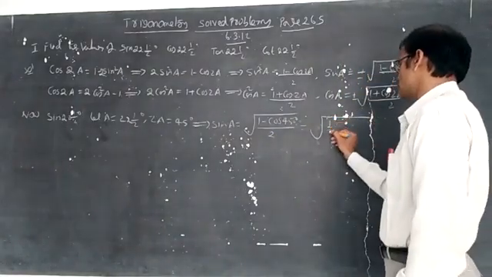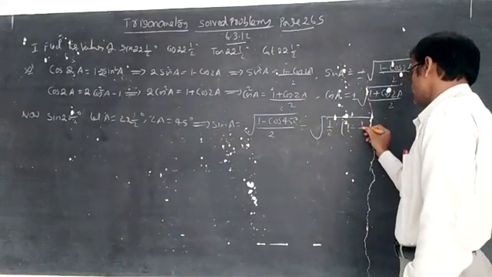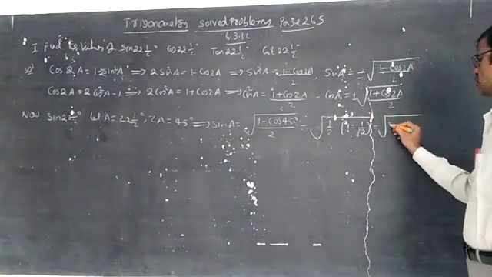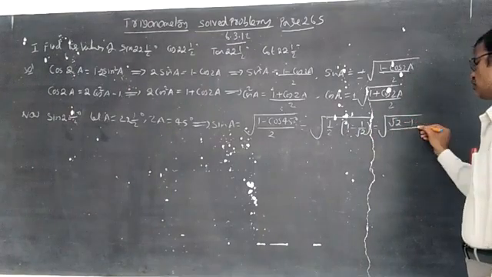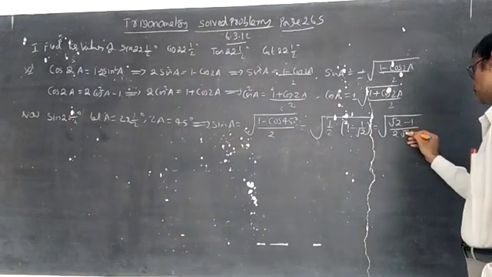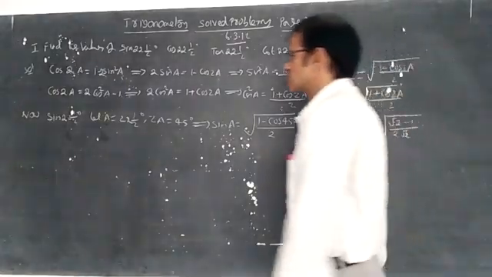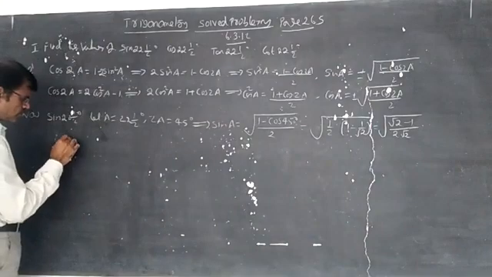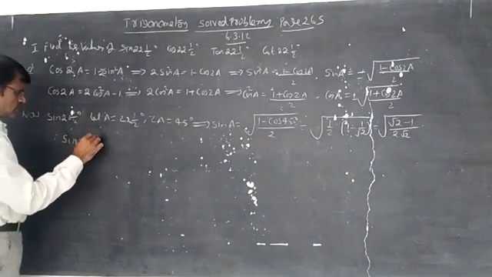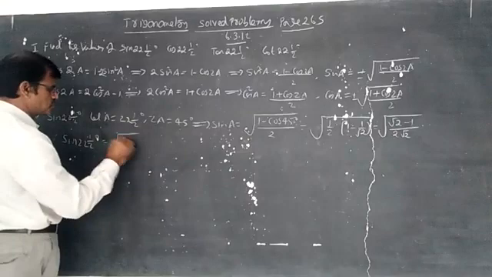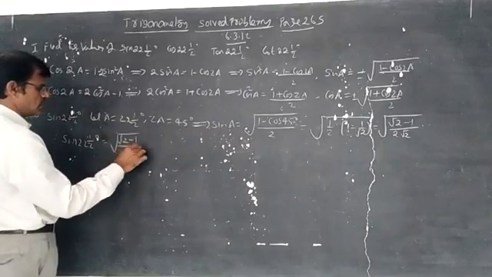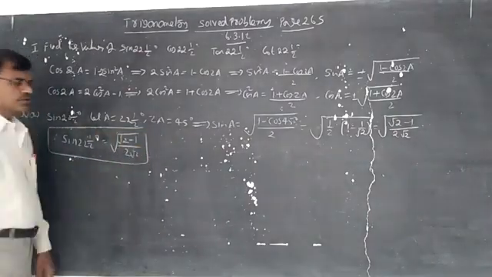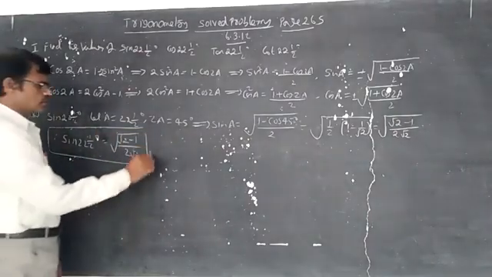So 1 by 2 taken common into 1 minus the value of cos 45, which is 1 by root 2. That is equal to, taking LCM, (root 2 minus 1) by 2. Therefore, sin 22.5 value you should remember hereafter. Like a formula you should remember the value. Sin 22.5 is equal to root of (root 2 minus 1) by 2.